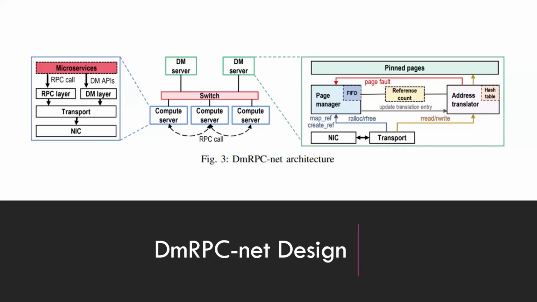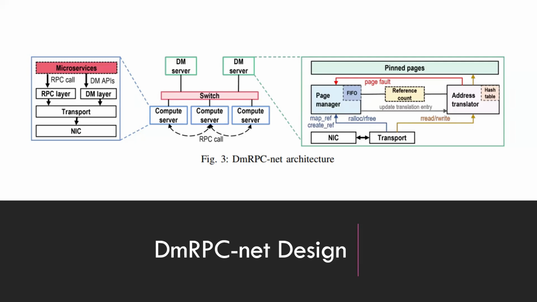So the transport layer adds alloc and free to the page manager, as well as map_ref and create_ref. So what are these operations actually doing? Alloc, for each process leveraging the DM.